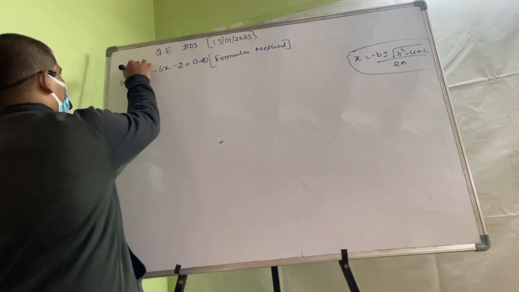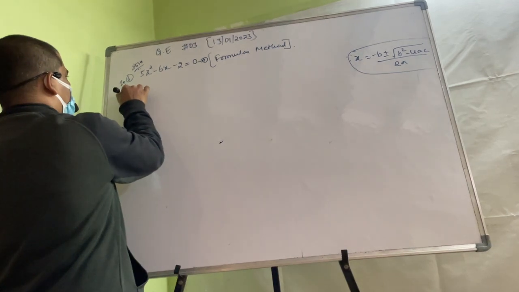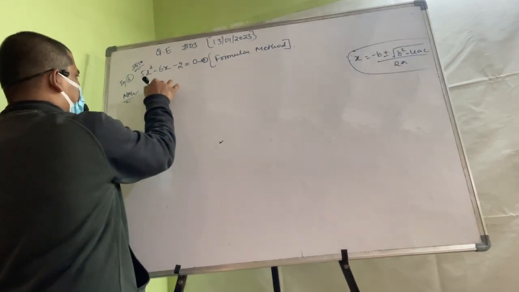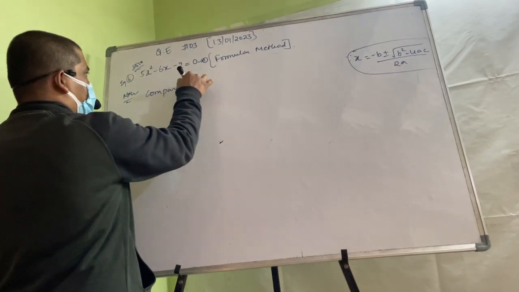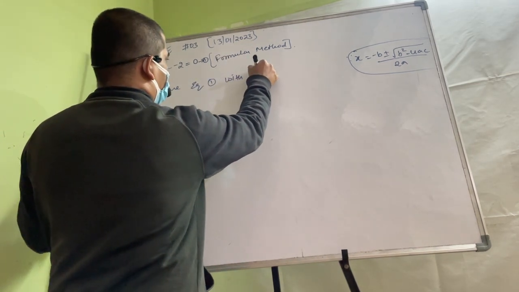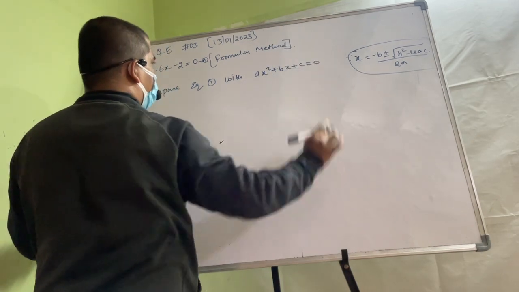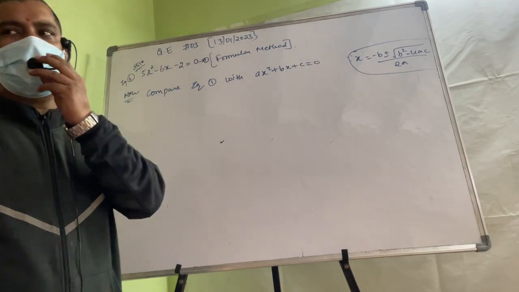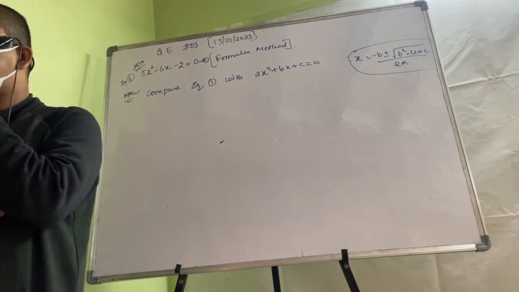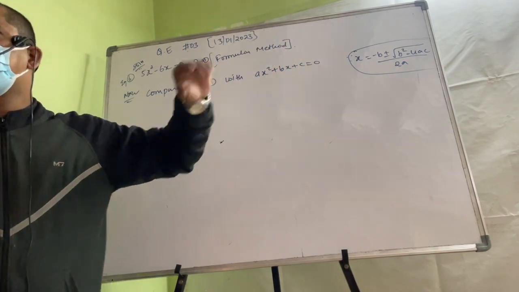Now, compare equation 1 with ax square plus bx plus c. This is the general quadratic equation. How will we write in general? Ax square plus bx plus c.